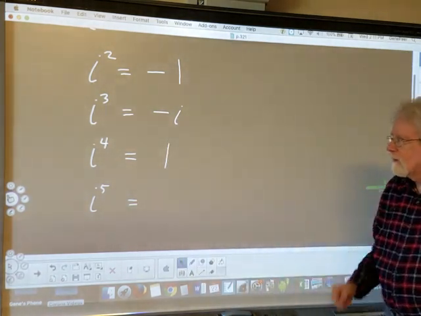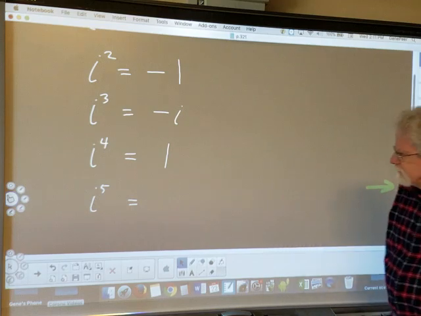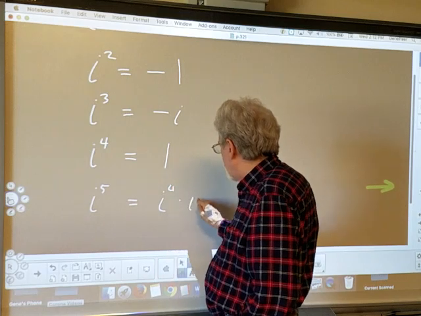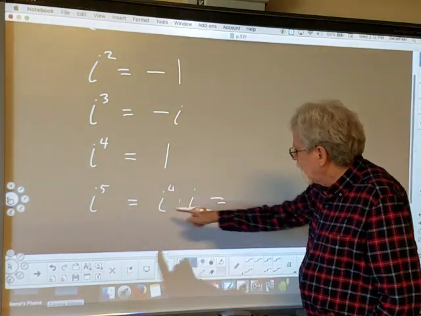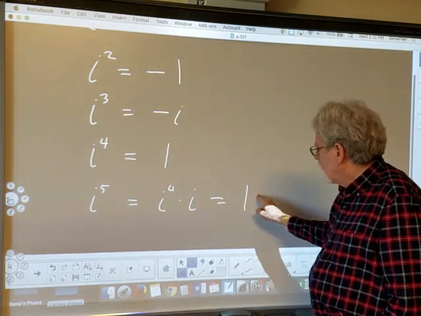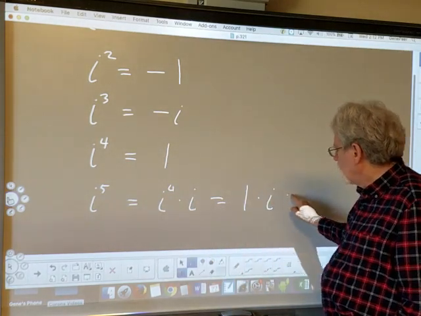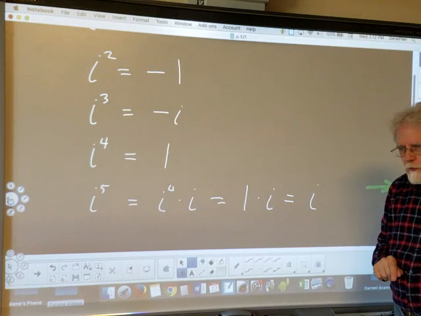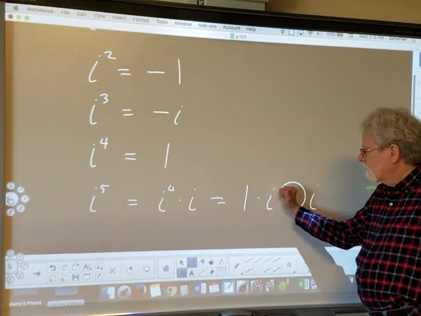I to the fourth is 1. Now what's I to the fifth? Well, I to the fifth is clearly going to be I to the fourth times another I. But what's I to the fourth? I to the fourth is 1. 1 times I, which is just I. Do you see something cool going on here? Let's condense that.